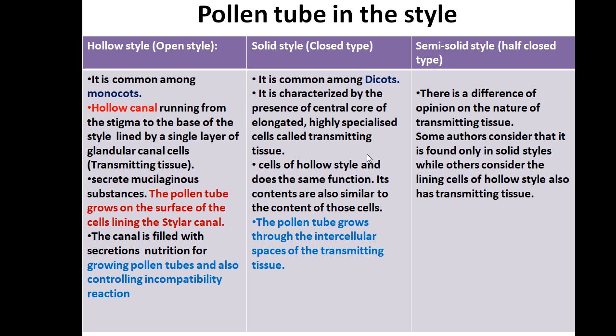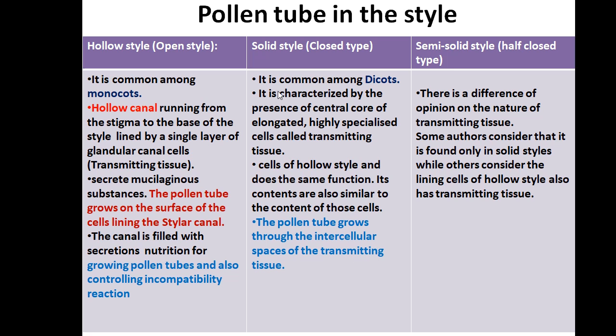If you look at the closed style or the solid style, this is common in dicots. It consists of a central core of elongated, highly specialized cells. The solid or closed type of style also shows transmitting tissue. But here the transmitting tissue is made of highly specialized cells, which have the same function as the hollow canal, with no difference. It also helps the pollen tubes grow and nourishes the pollen tube.